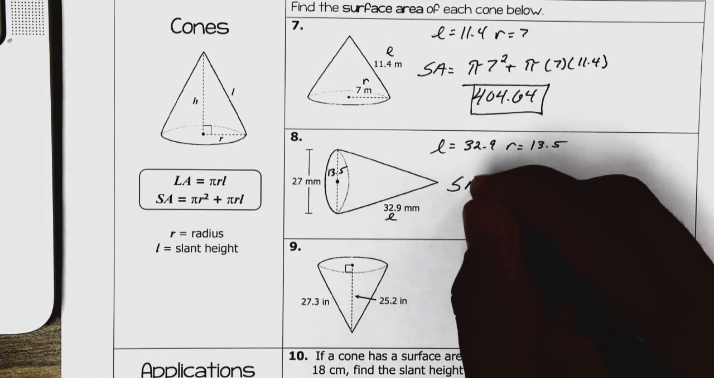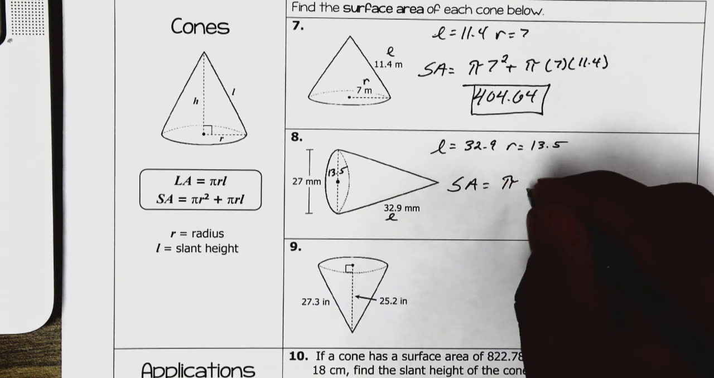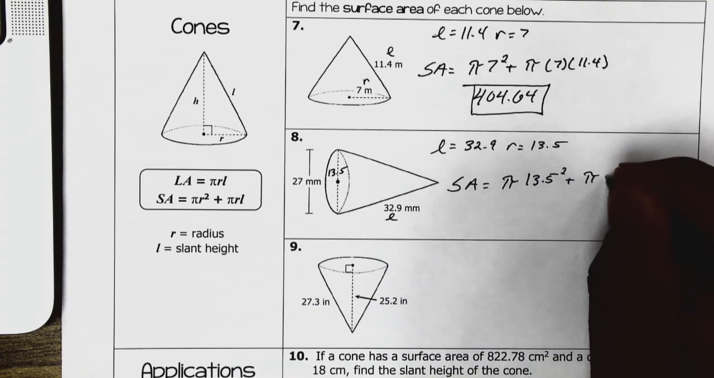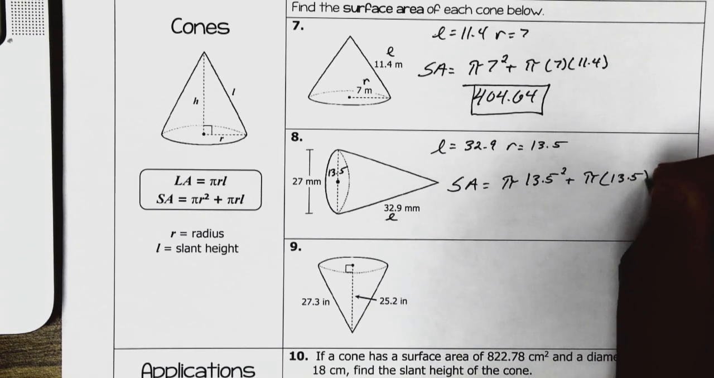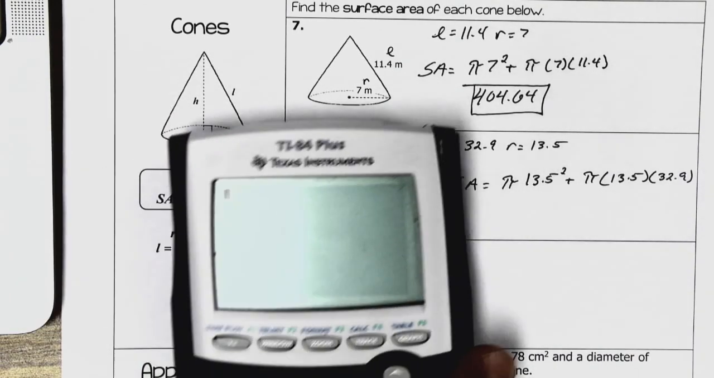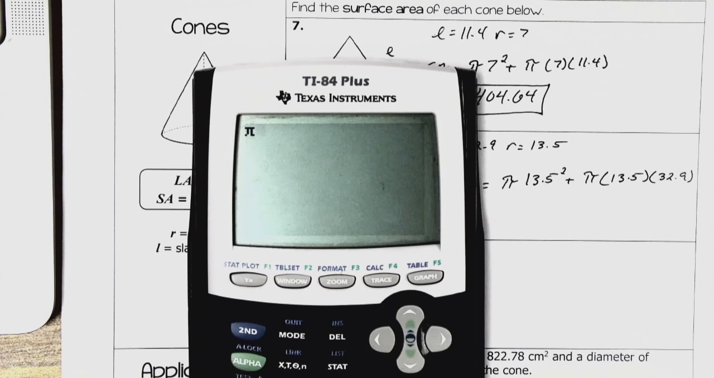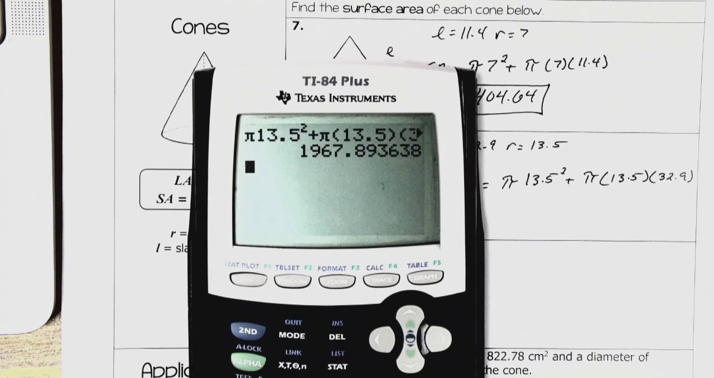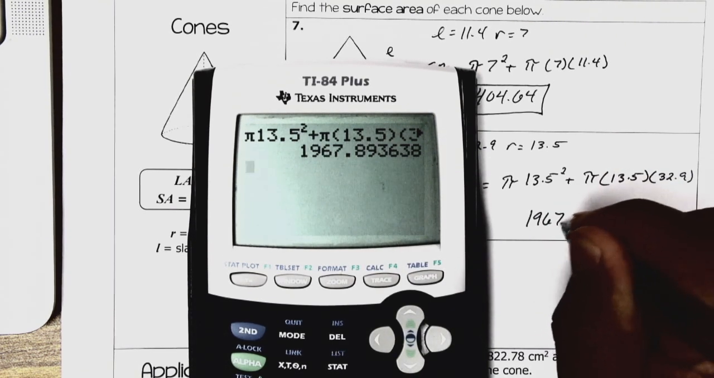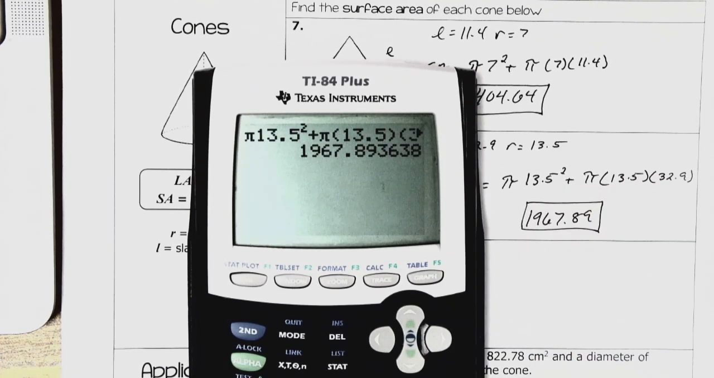So SA equals pi 13.5 squared plus pi times R, 13.5, times L, 32.9. So pi 13.5 squared plus pi times 13.5 times 32.9. Press enter. So round to the nearest hundredth again. So it's 1967.89. There it is.